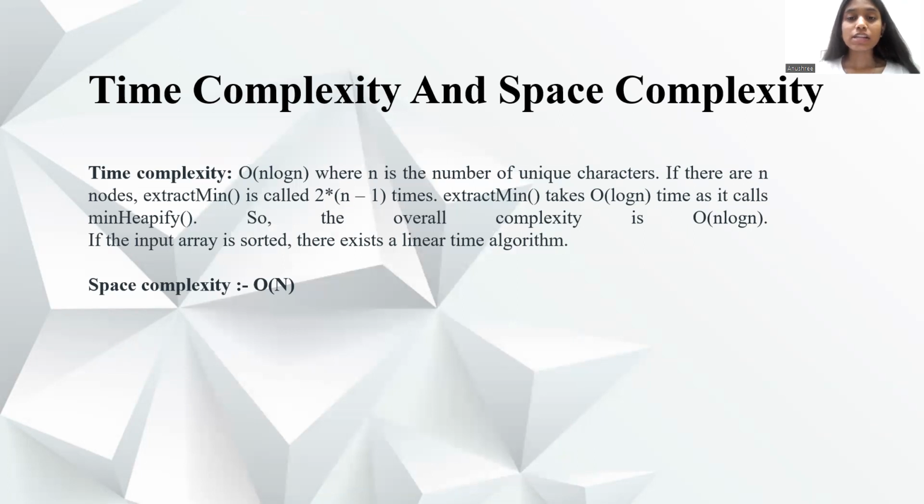Time complexity and space complexity. The time complexity is big O of n log n, where n is the number of unique characters. If there are n nodes, extract minimum is called 2 times n minus 1 times, and extract min takes big O of log n time as it calls min heapify. So the overall complexity is big O of n log n. If the input array is sorted, there exists a linear time algorithm. Space complexity is big O of n.